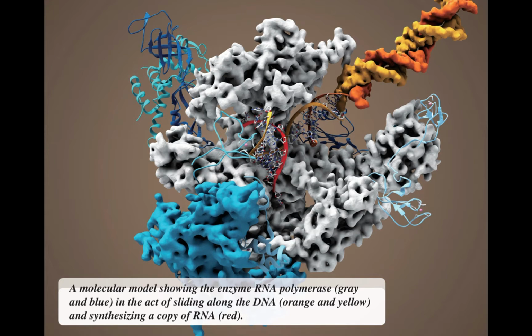This is a model of RNA polymerase. It's a space-filling model here with the blue and gray subunits. Here's DNA coming into the RNA polymerase molecule. This is the space-filling portion, and this is the backbone model. Right here, the two strands are separated, and you can see an RNA transcript in red being produced.